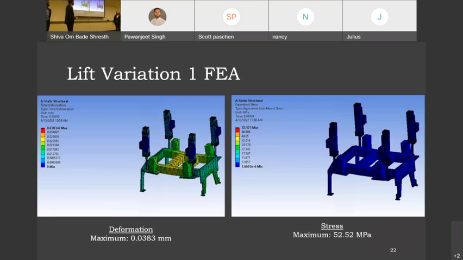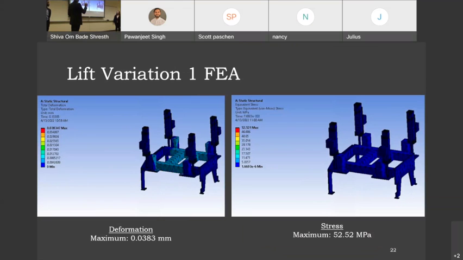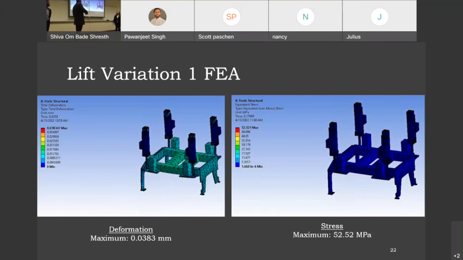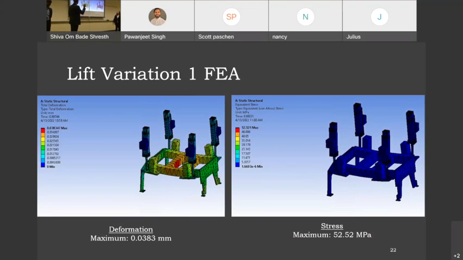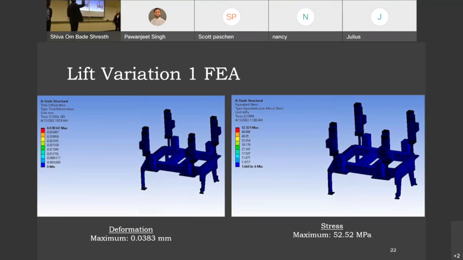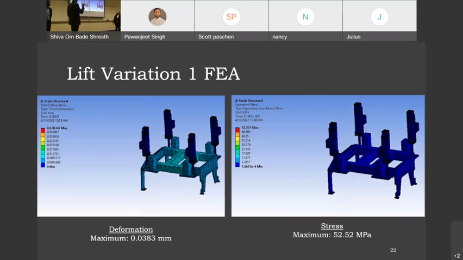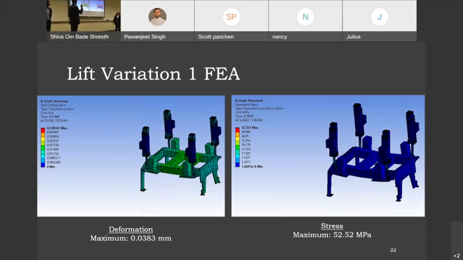Moving on to the simulations. This is our configuration 1 for the lift frame. It's attached here through threaded mounts to the lift frame. The base supports are mostly right here on all 4 sides. As you can see, as the motion is up for the lift frame, the weight of the molds takes it down and then creates this tensile stress right here that eventually creates a lot of deformation in the middle of the lift frame.